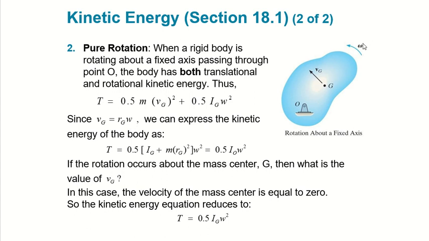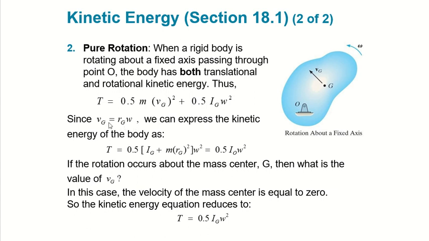Somebody got this wrong here. Anyway, maybe they don't have the symbol. So V, the linear velocity, is equal to r, the distance from the point G on that rigid body, times omega, the angular velocity.